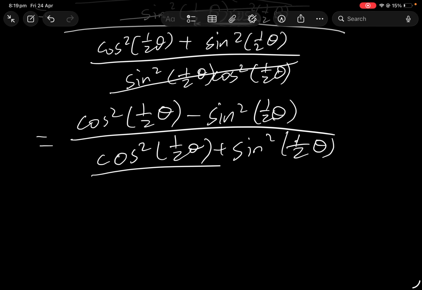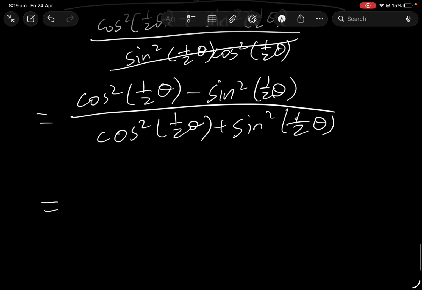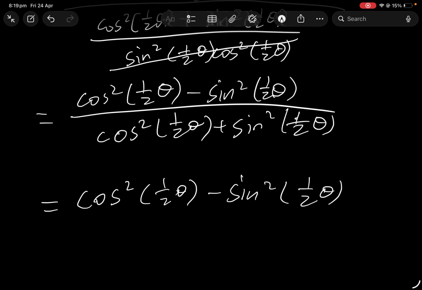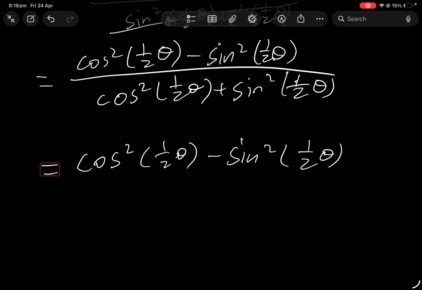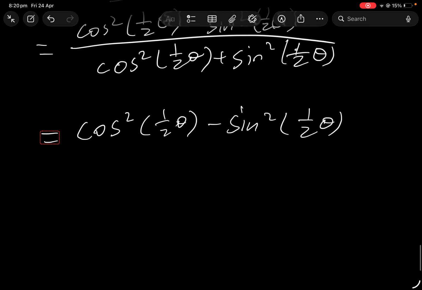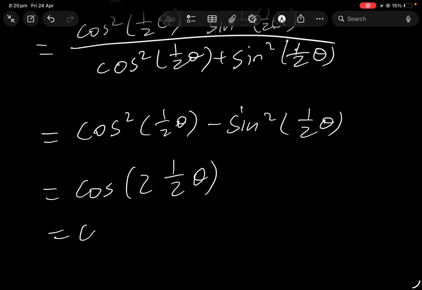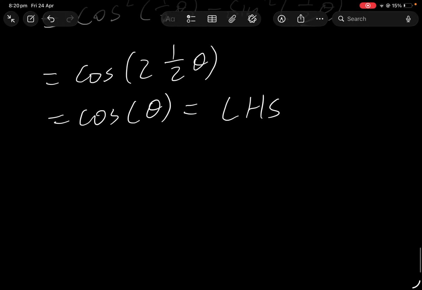Through the identities, we know that the bottom just equals 1, because cos squared plus sine squared of the same value is 1. So it just becomes cos squared half theta take sine squared half theta. If we look at our identities, this equals cos 2u, because cos 2u equals cos squared u minus sine squared u. So cos 2 times a half theta becomes cos theta, which equals the initial left hand side. So we've proven it.